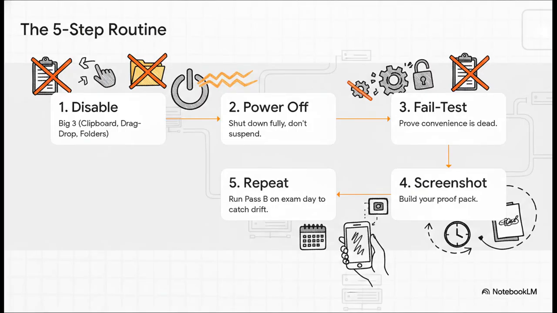So here it is, the entire playbook in 5 steps. 1. Disable the big 3: clipboard, drag and drop, and folders. 2. Power off completely. 3. Fail test to prove those features are dead. 4. Screenshot everything to build your proof pack. And 5. Repeat a quick check on exam day. That's it. That is your recipe for a totally calm start.